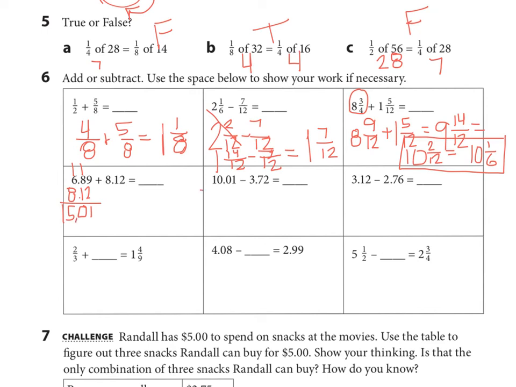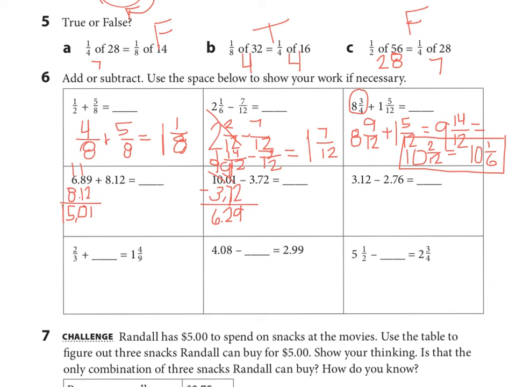Next one, we're subtracting 3 and 72/100. So here we need to borrow. Sorry, this is looking a little sloppy. This pen is hard to write with. So we see 11 minus 2 will be 9. 9 minus 7 is 2. 9 minus 3 is 6. So our answer is 6 and 29/100.